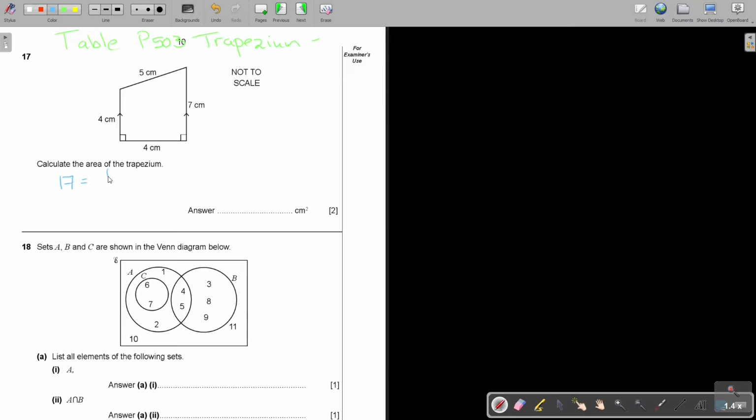So the area equals a half sum of parallel sides times the height. So it's going to be a half, and this is the two parallel sides. So 4 plus 7, and the height is between the 90 degree line between the two parallel sides. So that's 4. Okay, you can further go and say this is 11 times 4, but at the end you get 22, and you just fill in the 22 there.